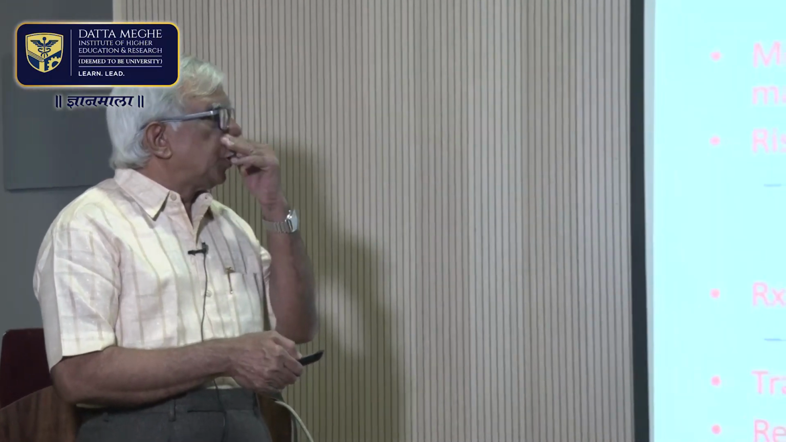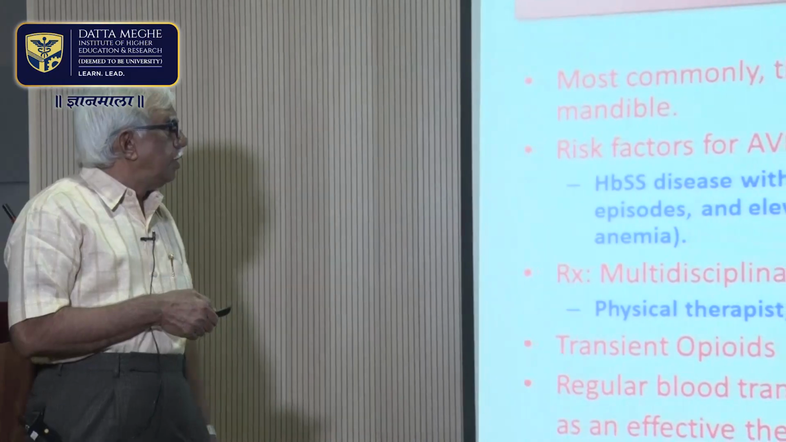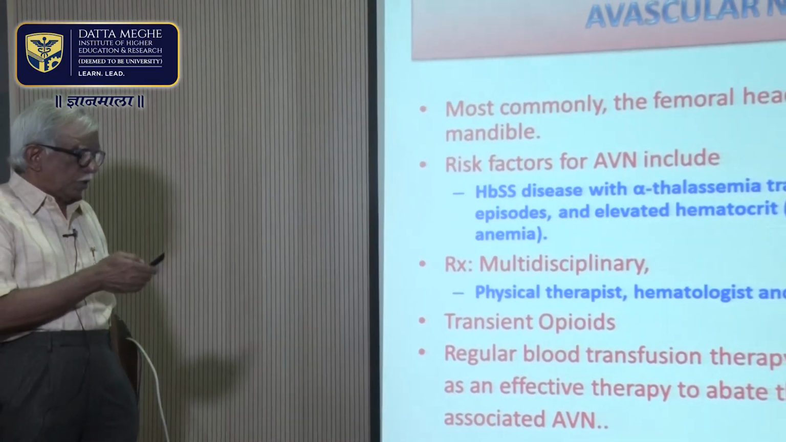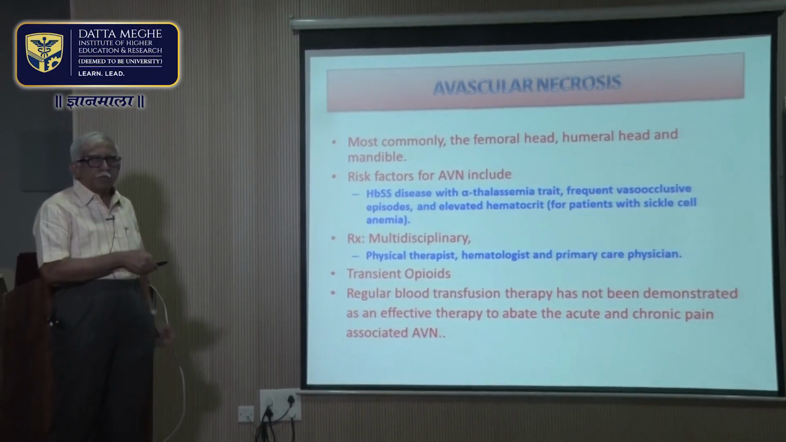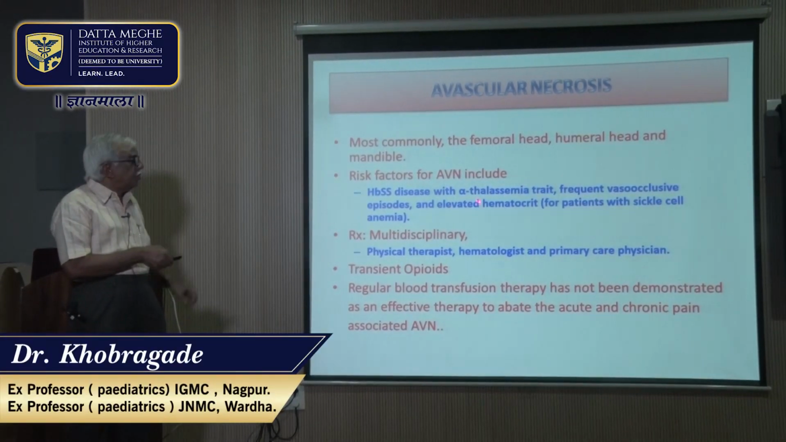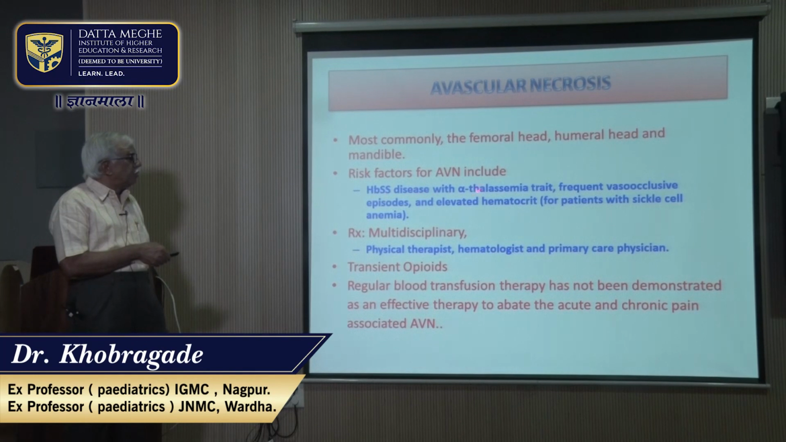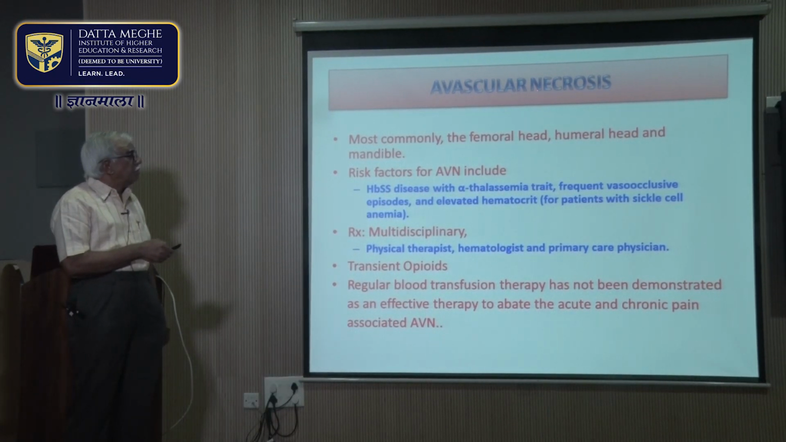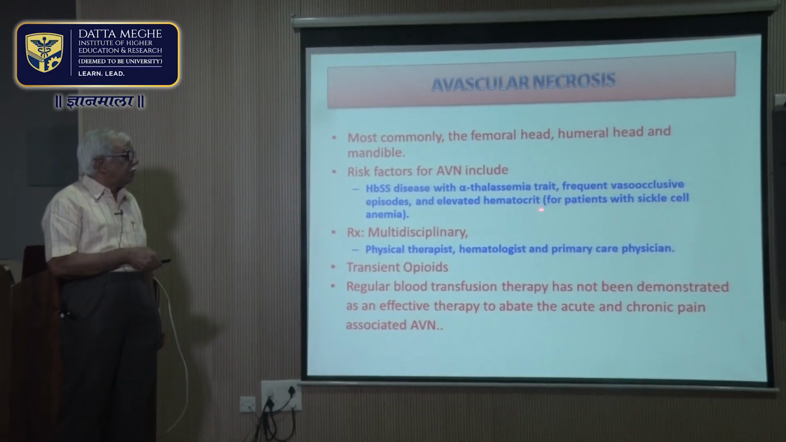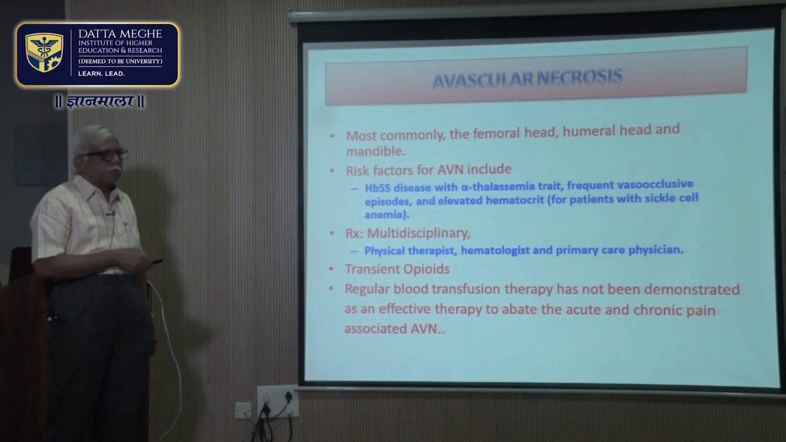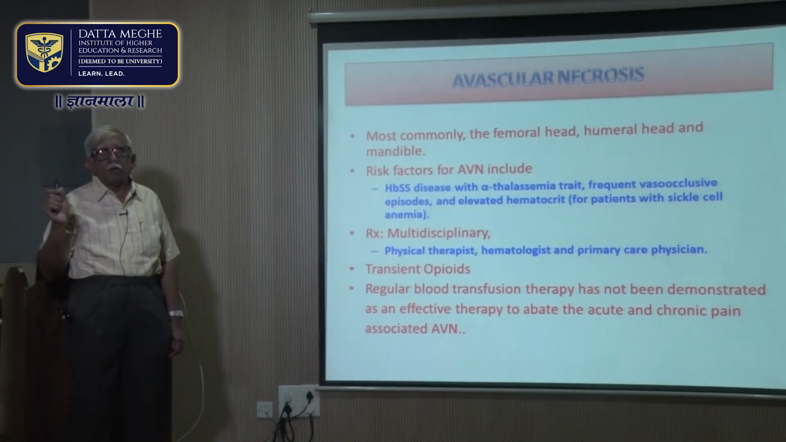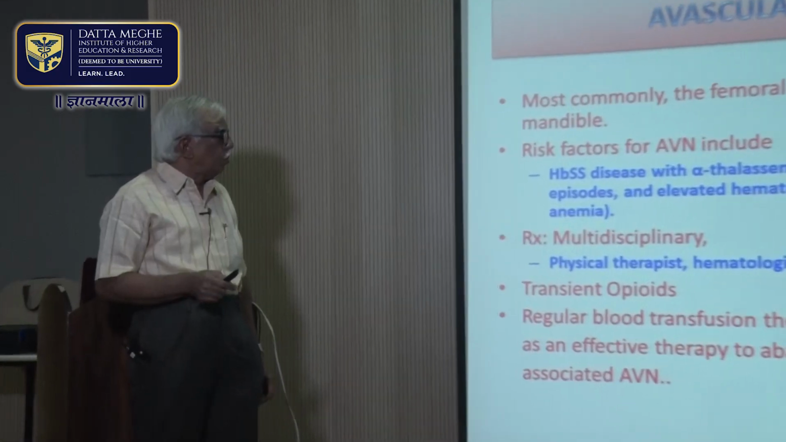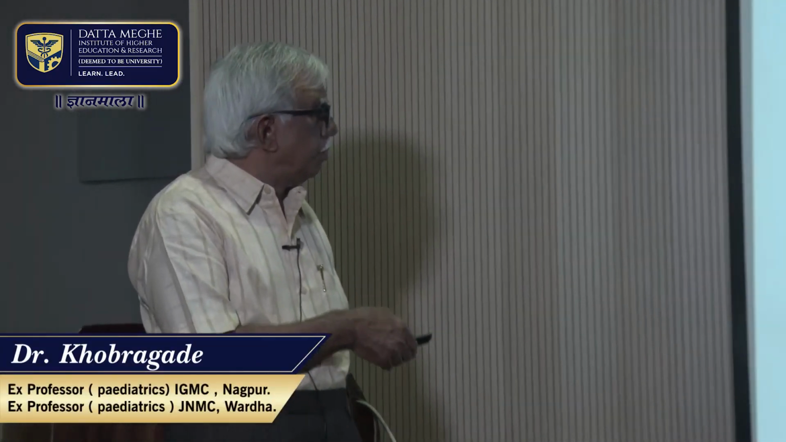Avascular necrosis, most commonly the femoral head and mandible. The risk factors: SS is more likely with alpha thalassemia trait. If they have alpha thalassemia trait, surprisingly they have this necrosis very commonly seen. Frequent vaso-occlusive episodes and elevated hematocrit for patients with sickle cell anemia. Those who have a higher hematocrit, there the occlusion of the end arteries becomes quite common, and therefore they have a high chance.